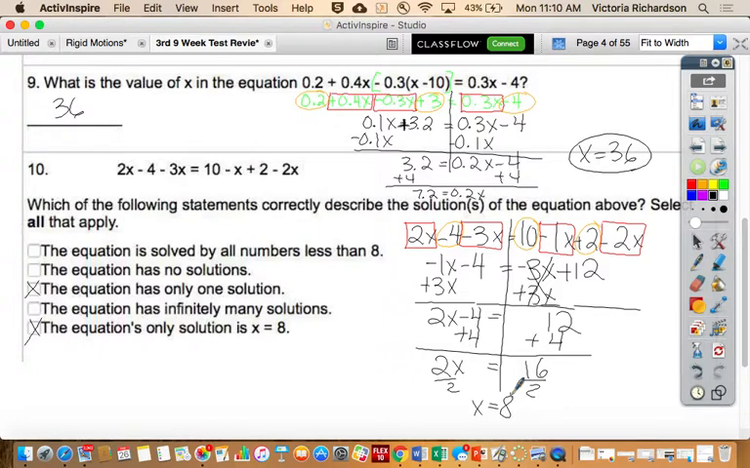So you would pick the third answer and the last answer. Remember when it says select all that apply? That means you got to make sure you pick all the right choices. This is a two-part question, so if you only picked one of those, you only would have got half credit.